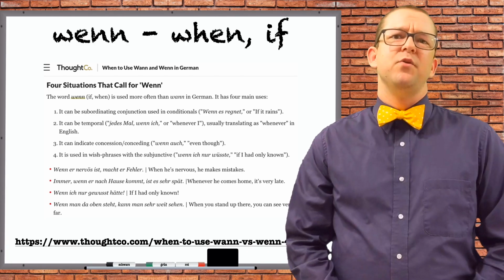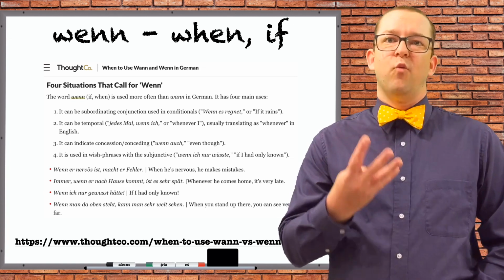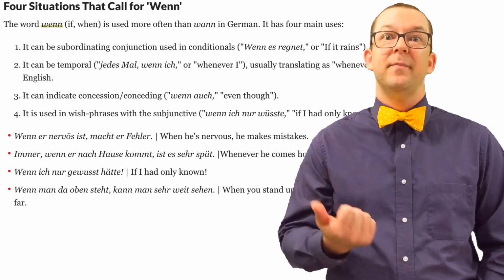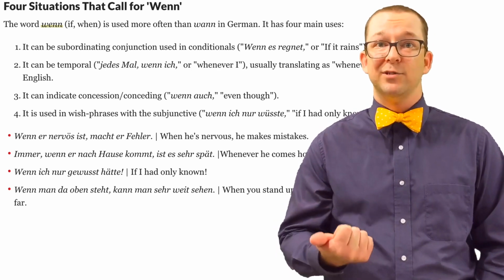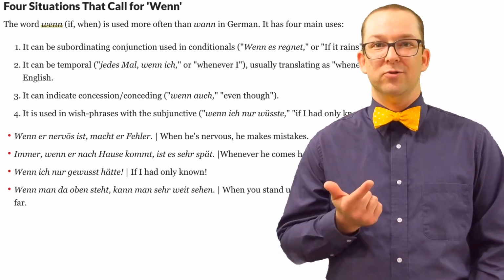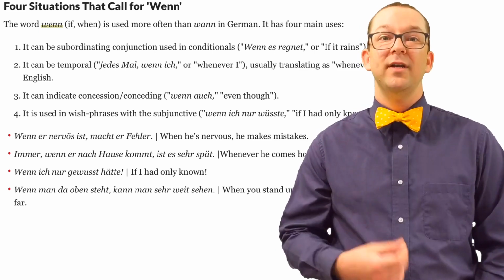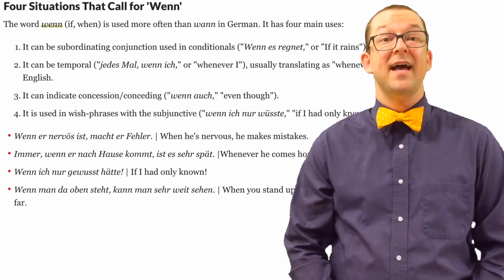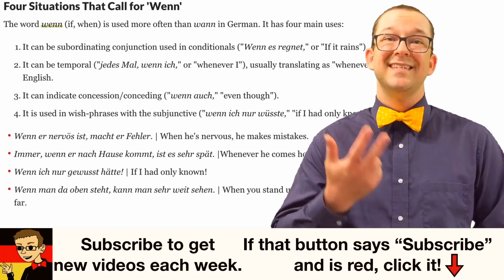Some websites will tell you that wenn is used in 4 different ways. Number 1. To show a condition. Wenn es regnet, spiele ich im Haus. When it rains, I play in the house. Number 2. Temporal use. Jedes Mal, wenn ich einen Hund sehe, muss ich ihn streicheln. Every time when I see a dog, I have to pet him. Number 3. Concession.